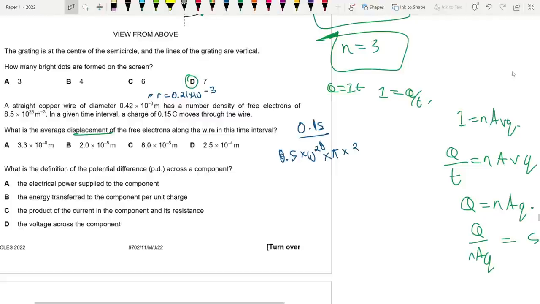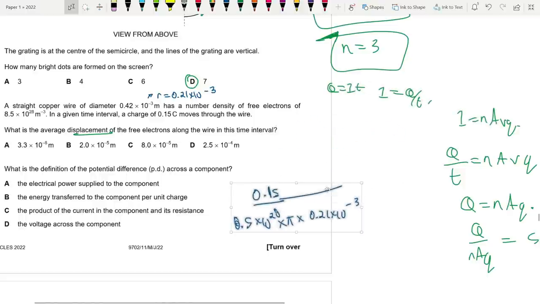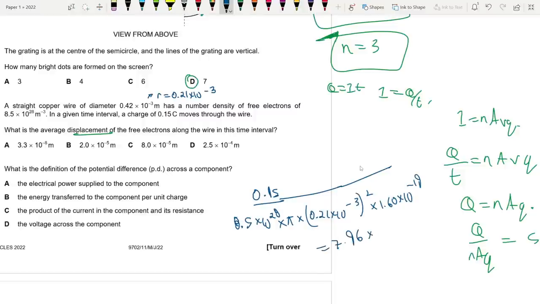So pi into 0.21 × 10^-3, squared. That's the area. Then what do we have? q, the elementary charge, 1.60 × 10^-19. So let's multiply this: 8.5 × 10^28 times pi times (0.21 × 10^-3) squared times 1.6 × 10^-19. So 0.15 divided by the answer gives you a value of 7.96 × 10^-5.